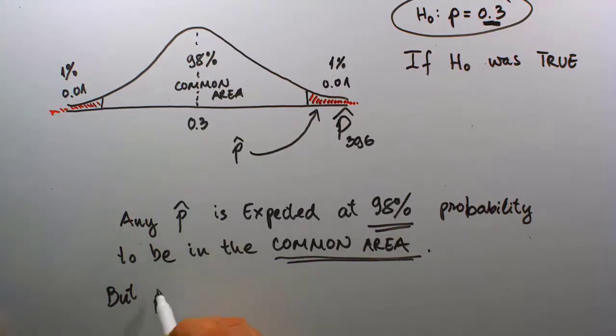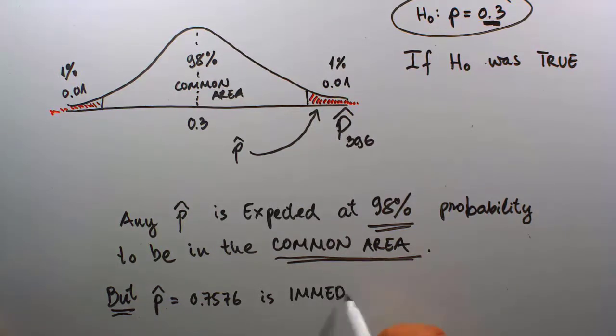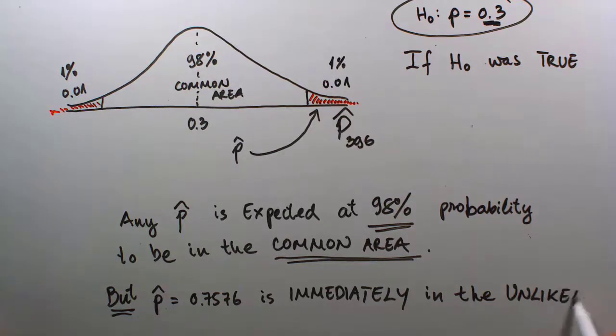But no, reality just showed that our real p hat equals 0.7576. Why is it that this only one sample, something that if I can pick one, somebody else can pick one similar to it, is immediately, and I have to use the word immediately because we have proven it, in the unlikely area? That's the conflict right there.